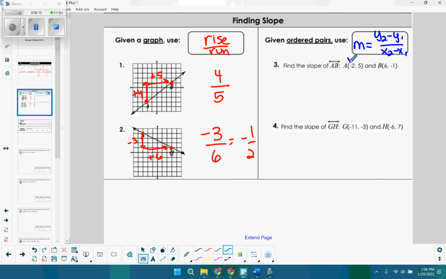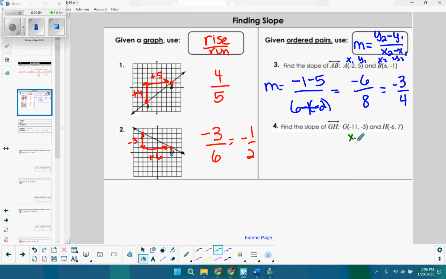Using the points A and B here, x1 and y1, x2 and y2, if I subtracted my y's, that would be 6 minus negative 2 on top. I just lied to you. Those are the x's, and I'm immediately doing it wrong. Let's try that again. The y's, negative 1 minus 5 over the x's, 6 minus negative 2. So that's a negative 6 over, that turns into plus 8, which turns into negative 3 over 4.